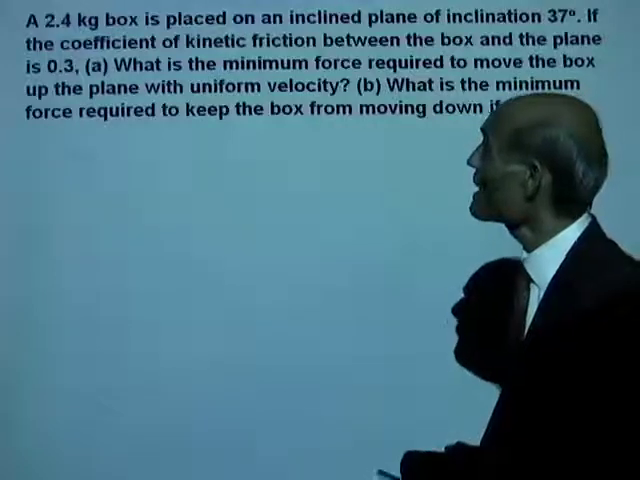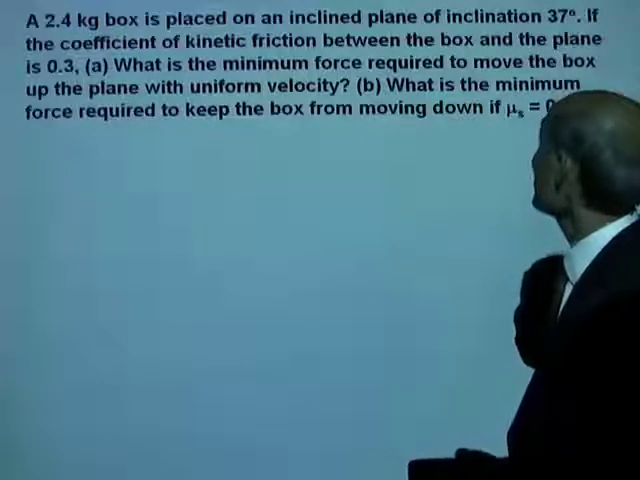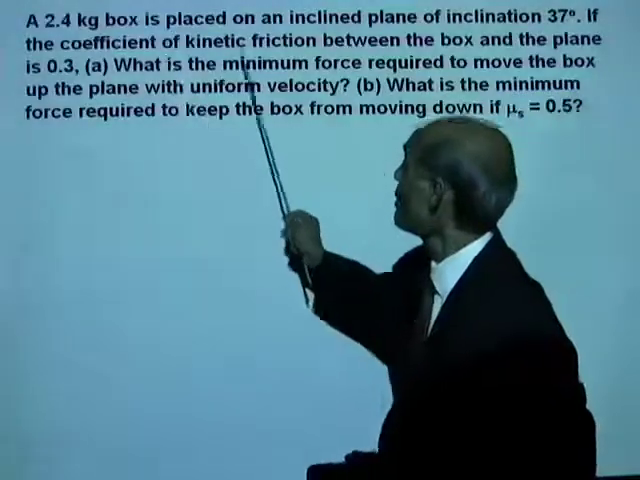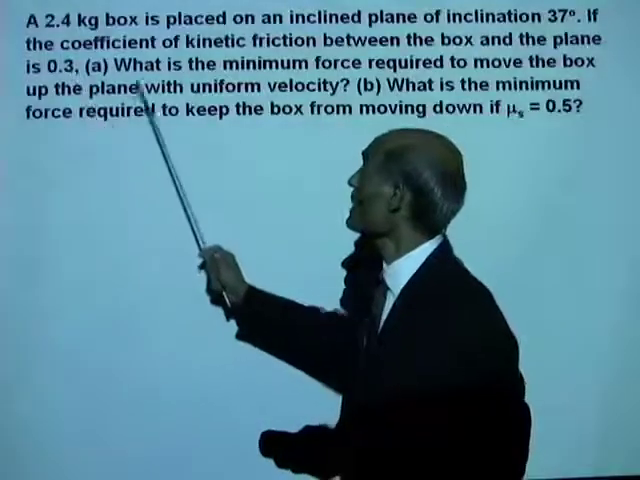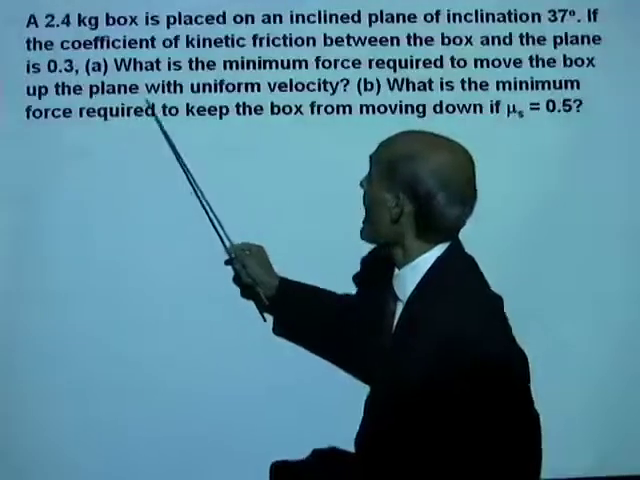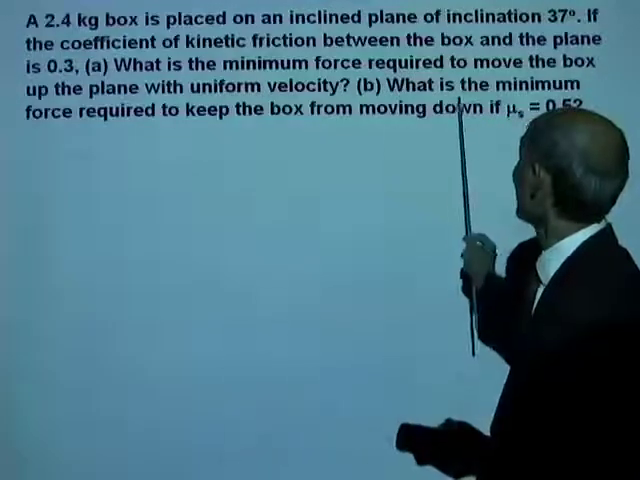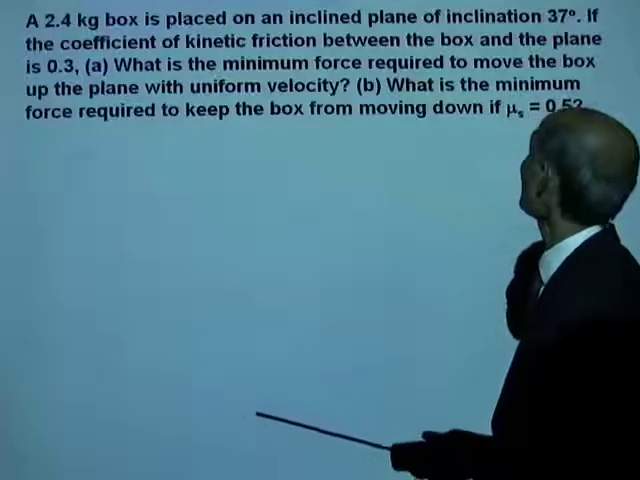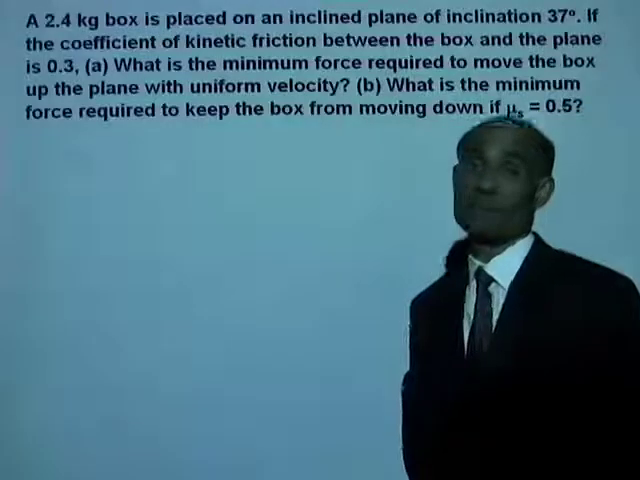A 2.4 kilogram box is placed on an inclined plane of inclination 37 degrees. If the coefficient of kinetic friction between the box and the plane is 0.3, what is the minimum force required to move the box up the plane with a uniform velocity? And what is the minimum force required to keep the box from moving down if mu s equal to 0.5?